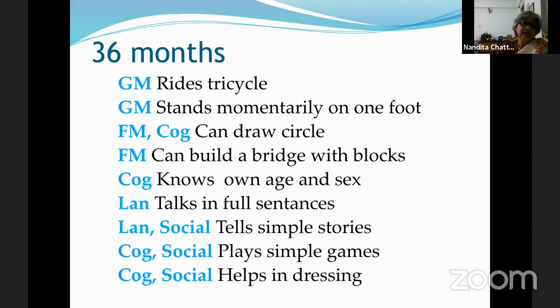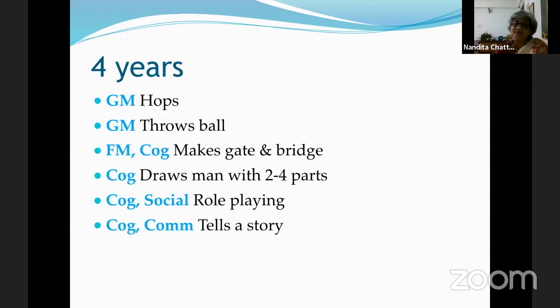Next slide, please. So 3 years, now the baby can ride a tricycle. He can draw a circle. From a line, it has become a circle. He can build a bridge. Now he knows his age, knows his sex, talks in full sentences. He tries to tell simple stories. He learns to play simple games and he helps in dressing, undressing. So more social skills are developing. Next slide. 4 years. Now he can draw, if you ask him to draw a person, he will do it. He's starting imaginative play. He learns to tell a story.